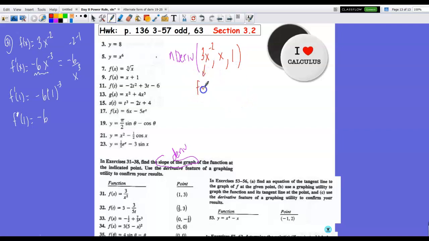So again, the syntax is type in the function and then put a comma. X always goes there because that's going to be the variable, and then a comma, and then the value that you want to find the derivative at. So that's how you do that on the older model calculators.